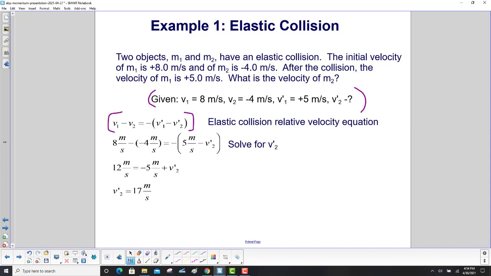So we put in our values. V1 is 8, V2 is negative 4, and make sure you remember the negative in front of it. And then on the other side, it's V2 prime minus V1 prime, all of that within the same parentheses. So the left side turns into 8 minus a negative 4, that's 12. On the right side, you distribute the negative sign, so you have a negative 5 meters per second plus V2 prime. Solve that for V2 prime, and you get 17 meters per second.